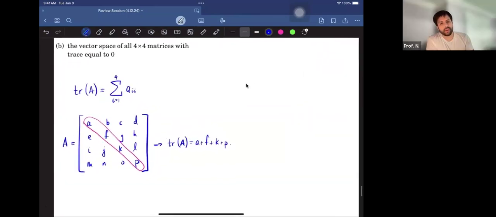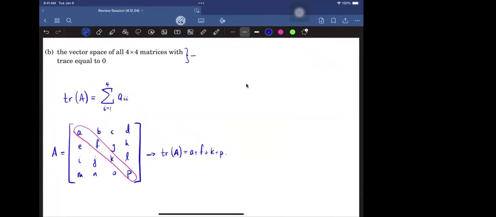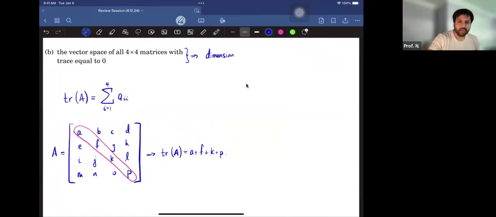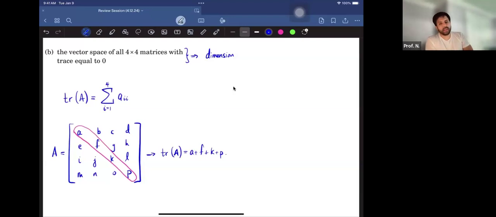What are we looking for in this problem? We're looking for the dimension. Okay. Now, what's the dimension again? Number of vectors in that basis. Good. So that's the first definition we came up with in this class, right? We said that the dimension of any space, vector space, subspace, is the number of basis vectors.